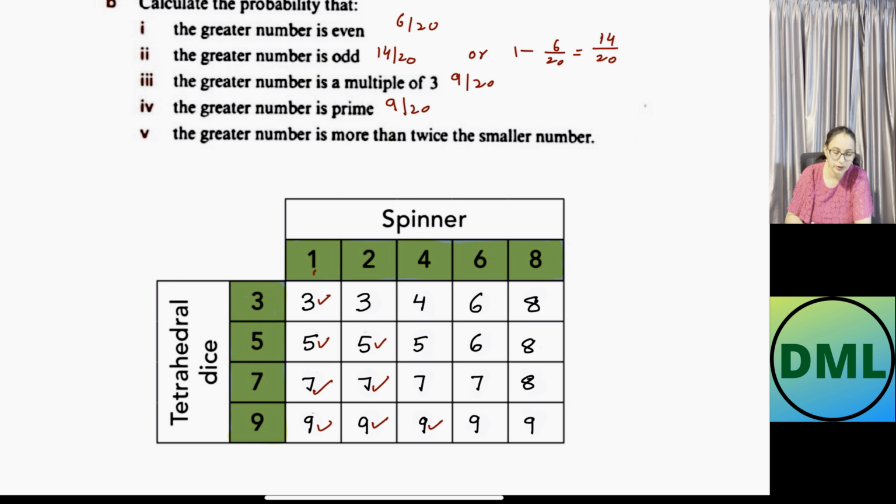Now let's count how many favorable outcomes are there: 1, 2, 3, 4, 5, 6, 7 and 8. Our favorable outcomes are 8. So our probability is written as 8 by 20. This is how you can solve your question.